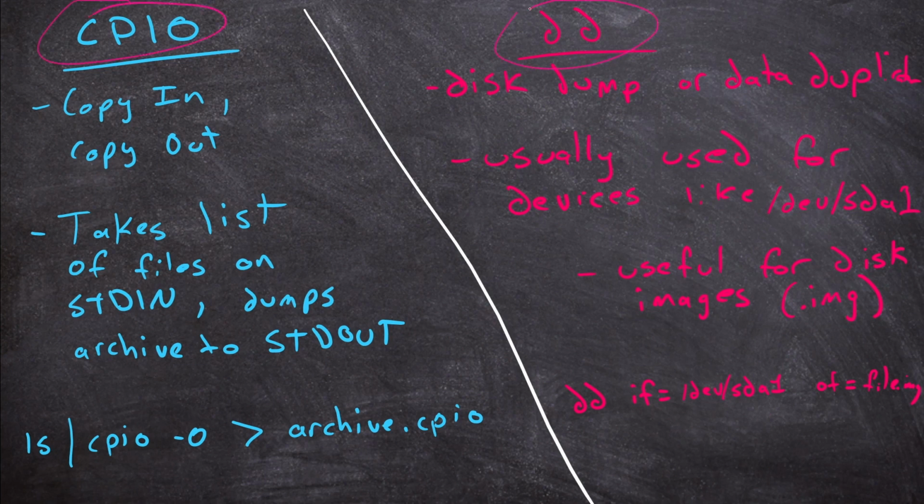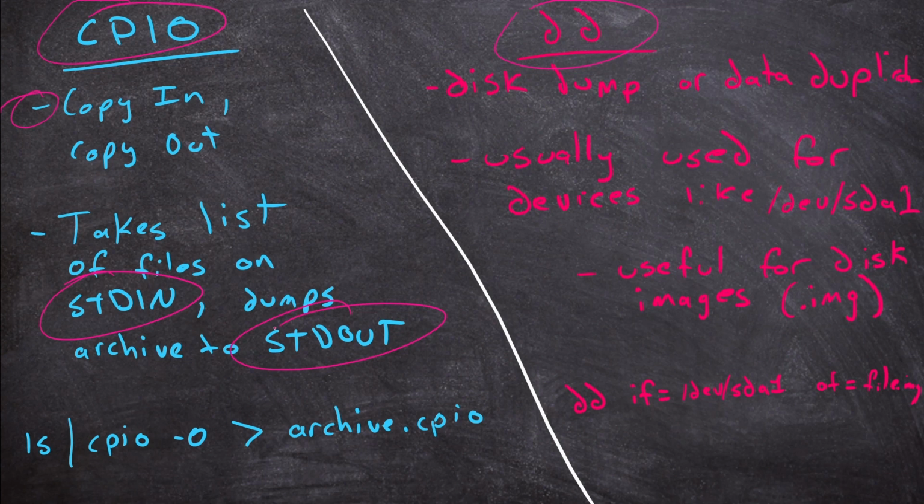So first off, we're going to talk about cpio, which stands for copy in, copy out. And basically, this just takes a list of files on standard input. So you have to feed it a list of files, and then it dumps them as a single archive. Again, it just puts all those files together into a single uncompressed bunch of data, the same size, and it actually dumps it to standard output.